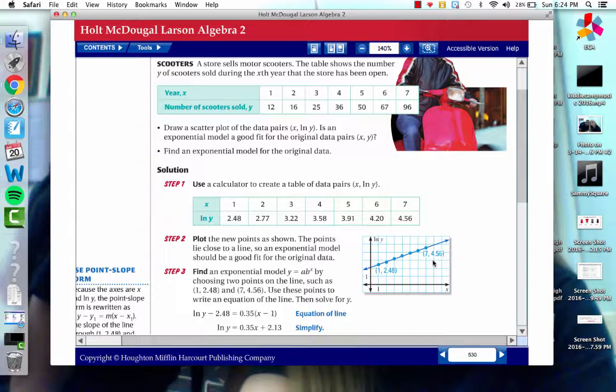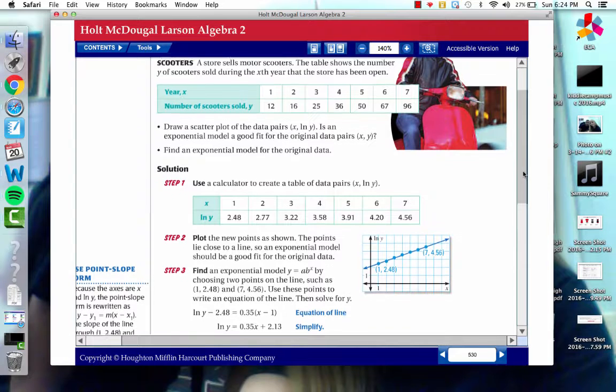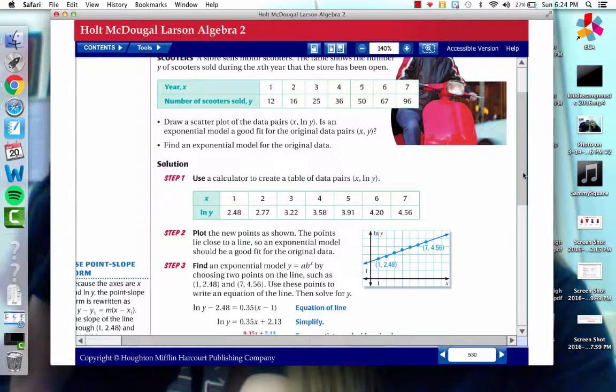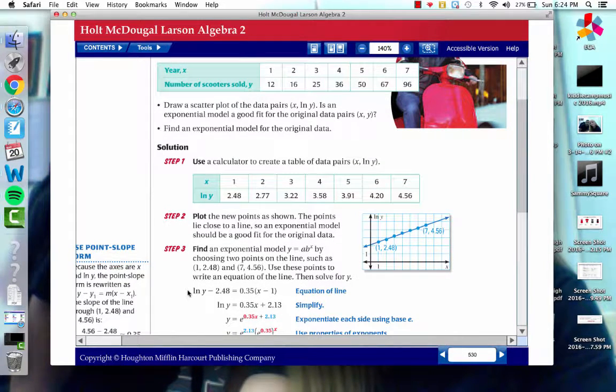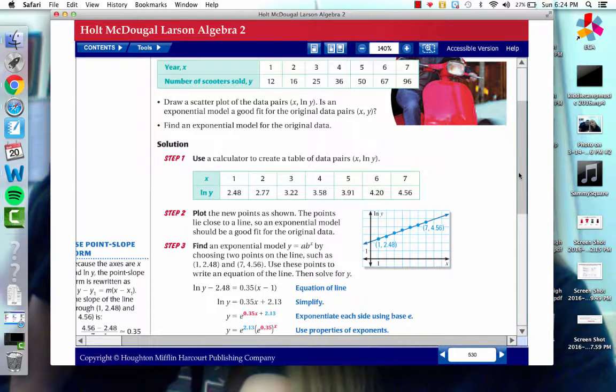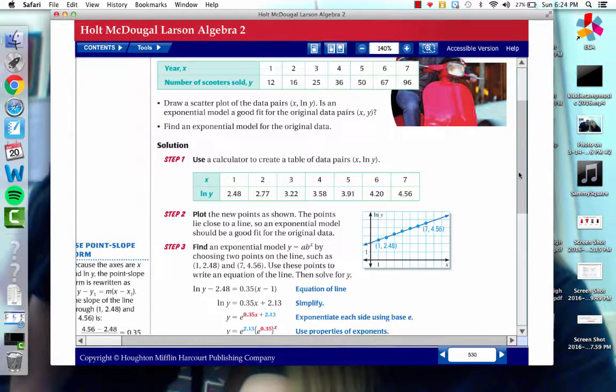Okay, and then all they did was they plugged it into an equation of a line. Now what I would suggest is following the steps that they use. This is point slope form, but if you want to find slope and then plug it in and find the y-intercept, however you want to do it is fine as well. But the reason point slope form is so useful is because it's a little bit different than writing just y equals mx plus b, because we're dealing with an exponential model, not a linear model.